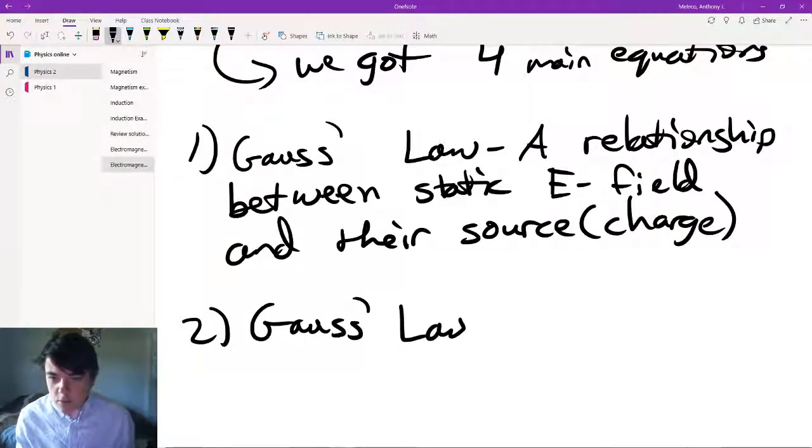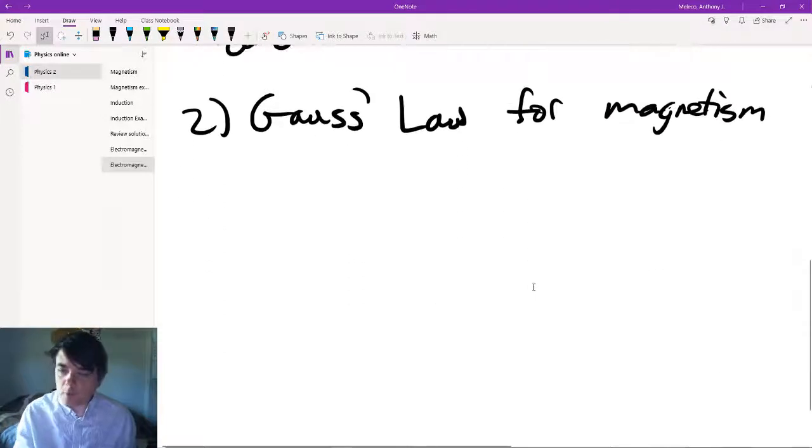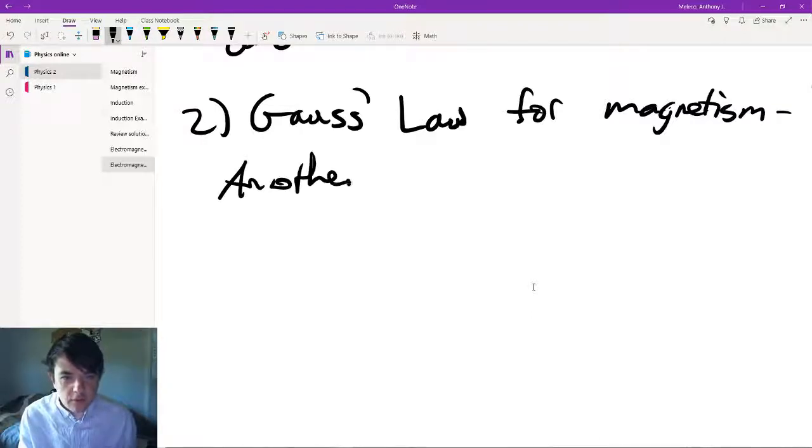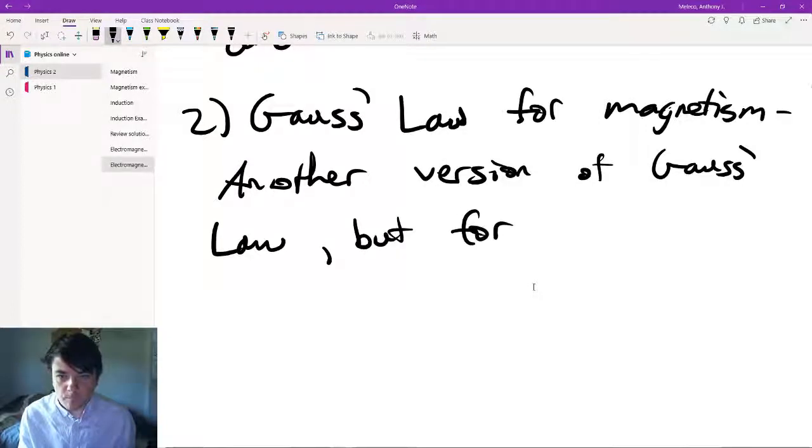The next part we talked about was when we talked about magnetism. So the next part of Maxwell's equations has to do with magnetism. This is another version of Gauss's law, but this one is for magnetism.